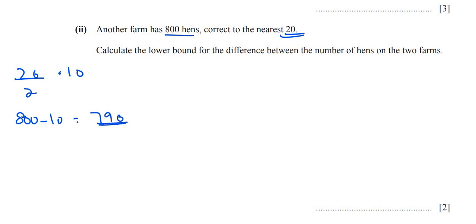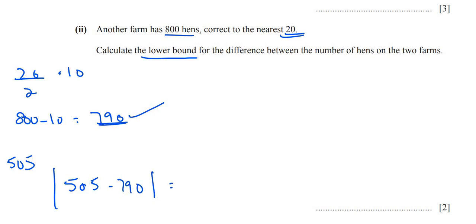Alright. Now, since we want to calculate the lower bound, it means that the difference should be the lowest. The difference can only be lowest when the new farm has the lower bound and the old farm has the upper bound. One number is high, the other number is low, so the difference will be low. So now we will subtract 505 from 790, which becomes 285. So your answer is going to be 285 for this question.